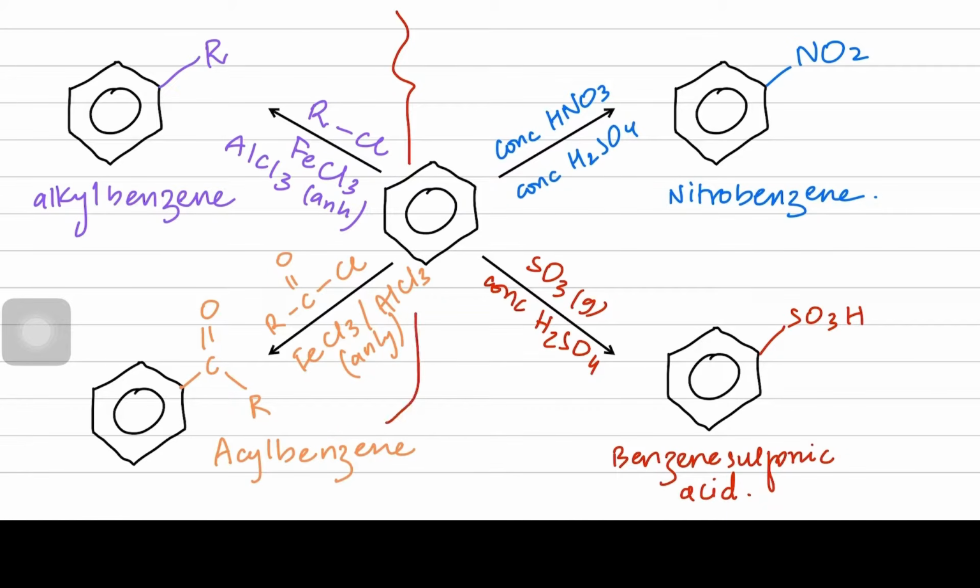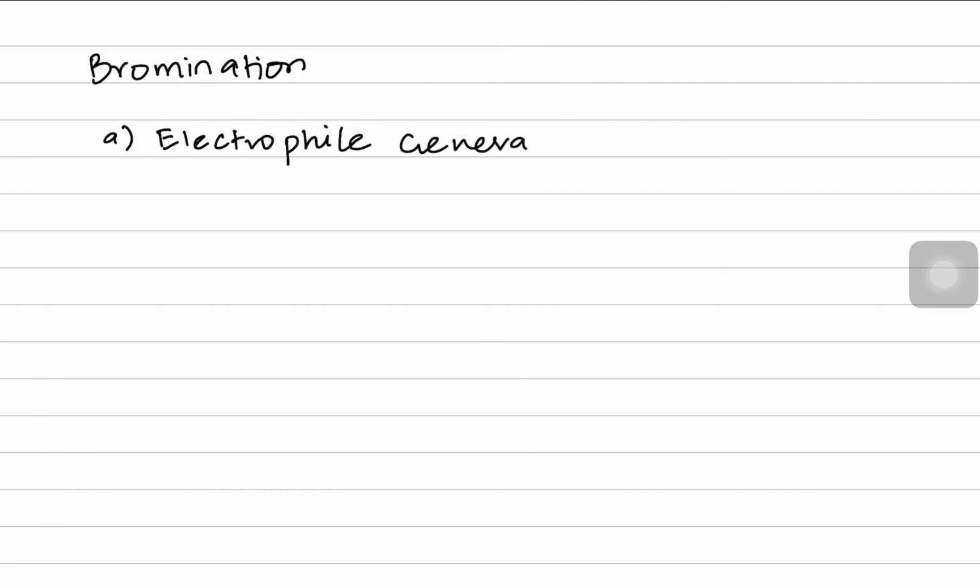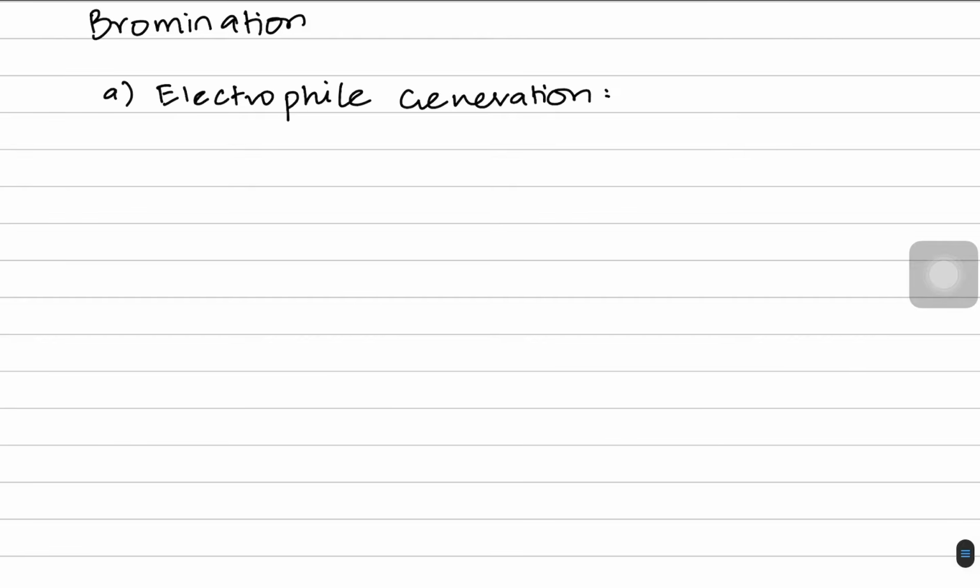In today's video, we're going to talk about these reactions including the Friedel-Crafts alkylation and acylation, and we're going to talk about their mechanisms. First, let's begin with the bromination of benzene. In the very first step, we do electrophile generation. We produce the electrophile, which is later going to be attacked by the benzene's pi electron system.